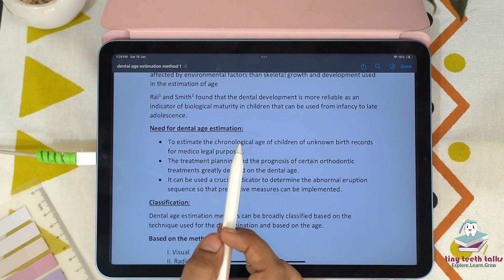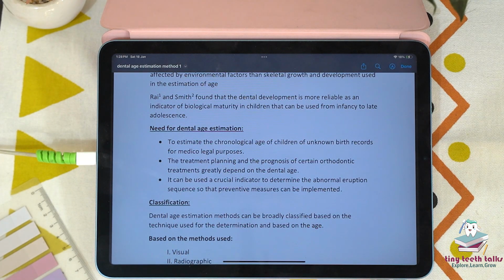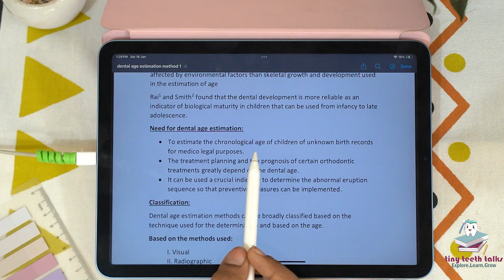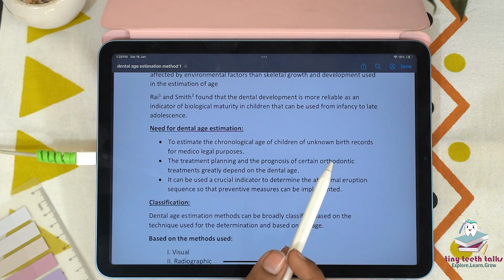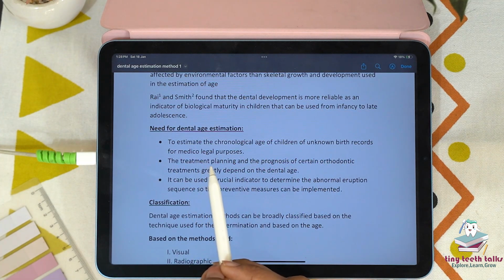Need for dental age estimation. Why we need dental age estimation? To estimate the chronological age of children of unknown birth records and for medico-legal purposes. In cases where children do not have accurate birth records, dental age estimation can provide an approximate chronological age.